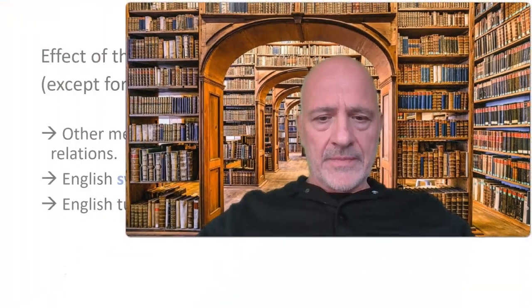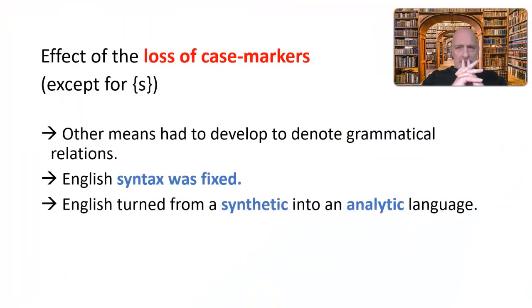So, we talked about the loss of case markers, that only one plural morpheme is left, that you don't have grammatical gender anymore, and most of all, that you cannot denote the cases anymore, a dative or something like this. And this has strong repercussions, and we will come to those now.